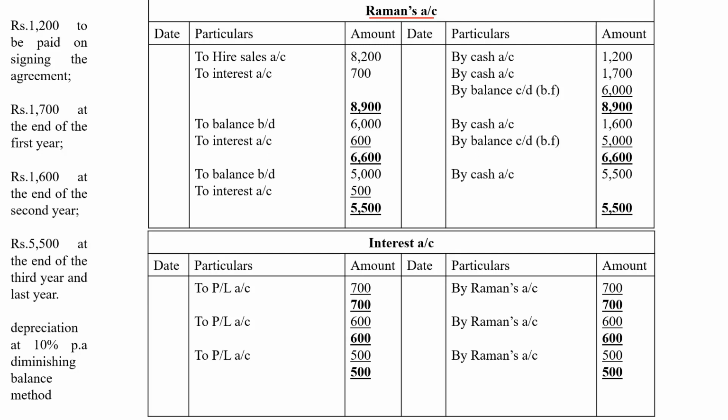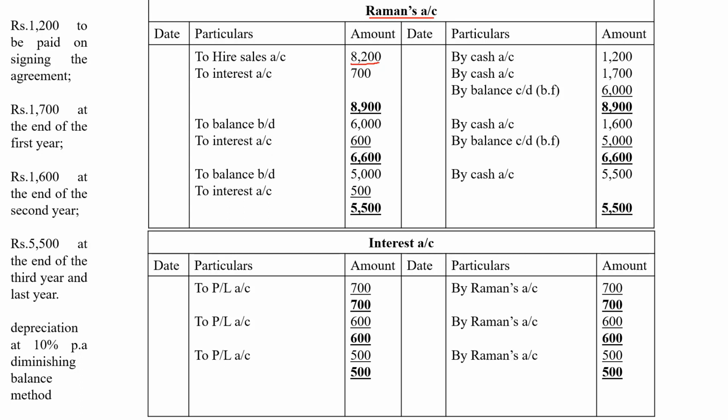When an asset is sold, the entry will be, here the asset is sold but they are not receiving the price in hand. That is, it is not immediate payment. So the entry will be Raman's account debtor to hire sales account. Debit the receiver. Likewise, Raman's account debtor to hire sales account. In the amount column you have to write the cash price.